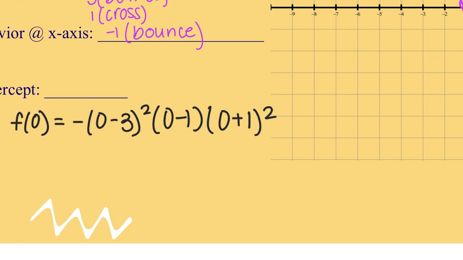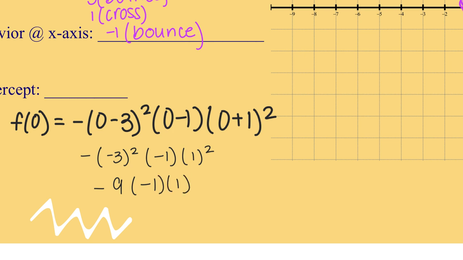Okay, they're small numbers. So I'm going to have -(-3) squared times -1 times 1 squared. I'm going to have -9 times -1 times 1. These two multiply. I'm going to get -9 times -1, which is just going to give me a +9.